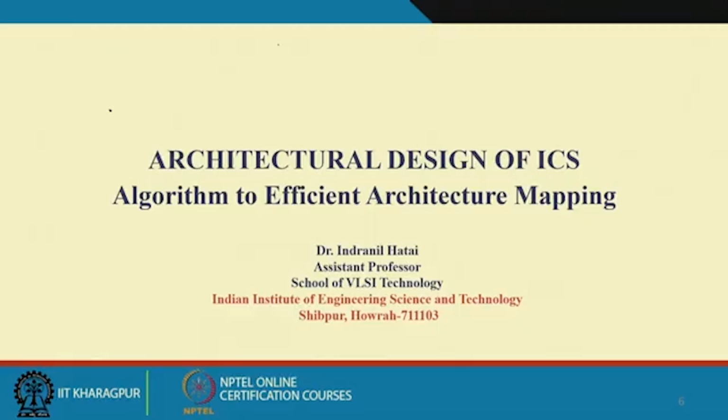Welcome back to the course on architectural design of ICs. In the last class we have seen the controlled 2's complement circuit and the 1's complement circuit, that means within the 2's complement circuit how we can implement the 1's complement circuit too. After that we saw how to compute the sum of n natural numbers, and we drew the circuit for it.